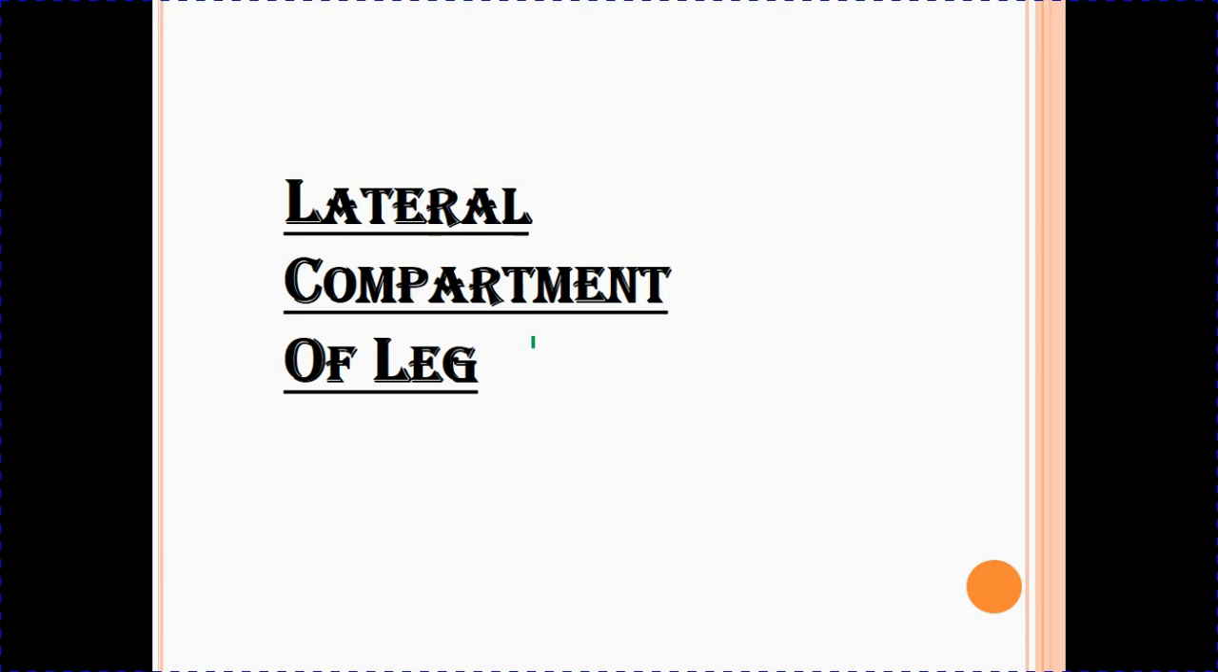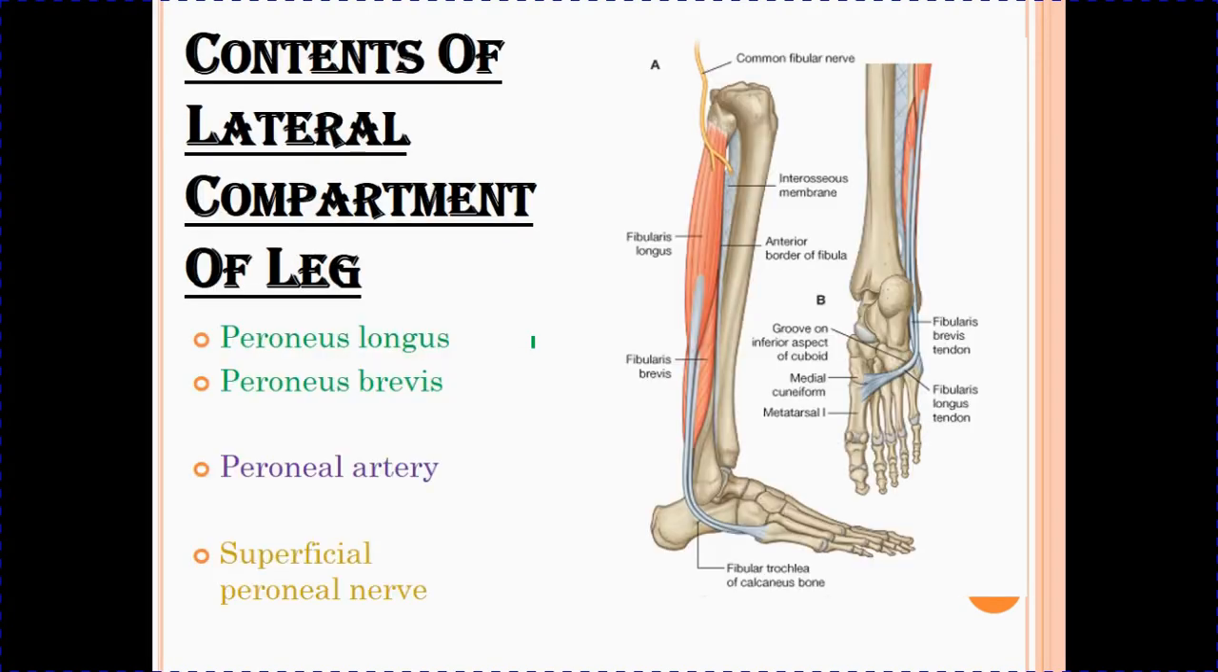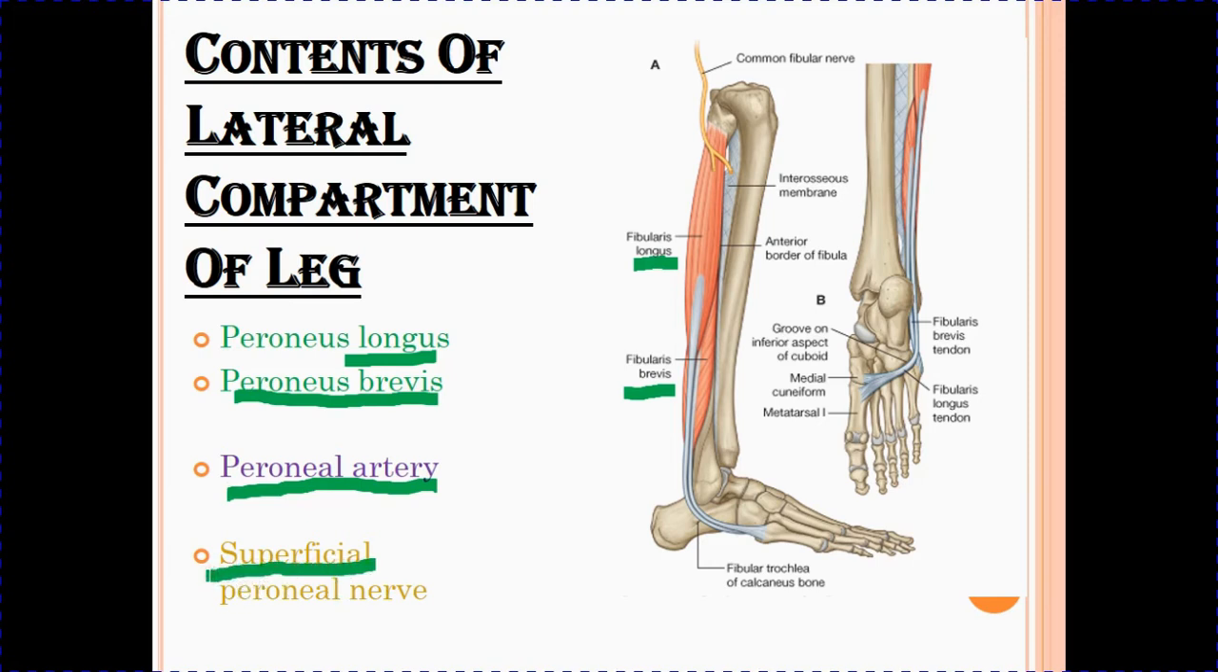Lateral compartment of the leg, the second compartment. It is a very simple and very small compartment. The lateral compartment of the leg contains two muscles, peroneus longus and peroneus brevis muscle. The word peroneus is interchanged with fibularis also. So you can say fibularis longus muscle and fibularis brevis muscle. The artery of this compartment is the peroneal artery and the nerve is the superficial peroneal nerve.